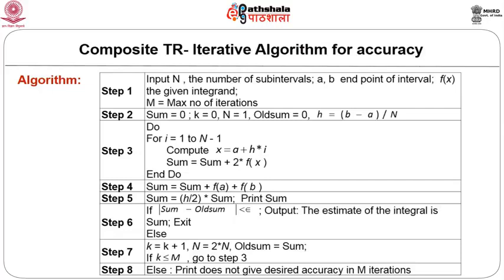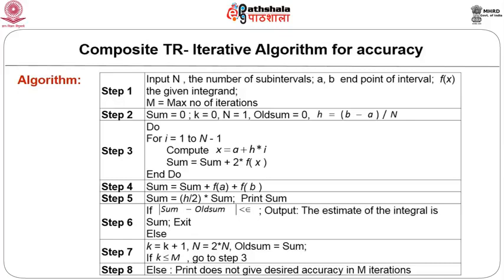The algorithm for this would be: your input will be n, the initial number of subintervals, a and b as the endpoints, the function as the given integrand, and epsilon, the error tolerance, to give the idea of how much accuracy is desired, and also m as the maximum number of iterations. Our sum initially will be 0. We initialize the iterative process, the iteration counter k equal to 0, h we can calculate as b minus a by n, and the old sum, we initialize as 0.